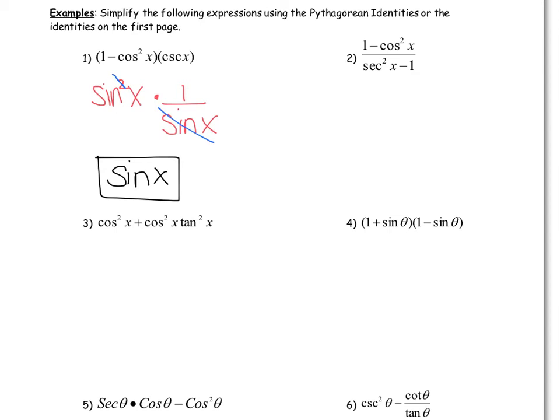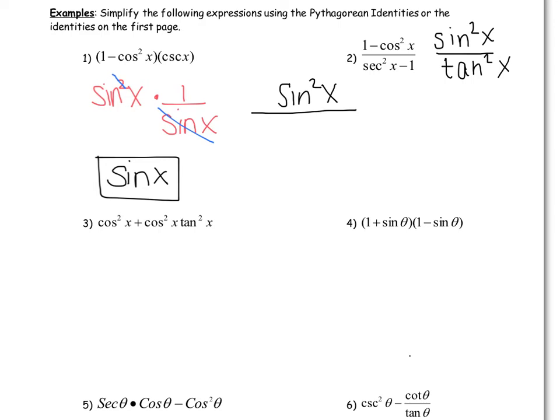Okay, example number 2. 1 minus cosine squared. This top piece, we know, is sine squared. We just did that in example 1. So sine squared x. And the bottom is secant squared minus 1, which is a variation, which is tangent squared of x. And now we can take the top and divide it by the bottom, which would be keep, change, flip. So let's take the sine squared of x and divide it by tangent.